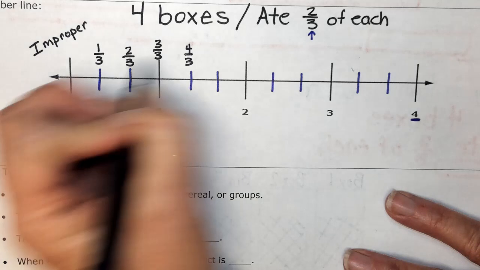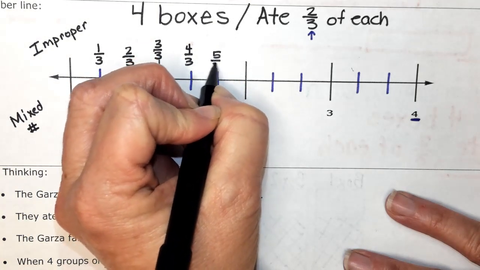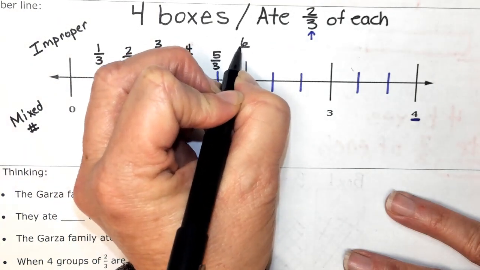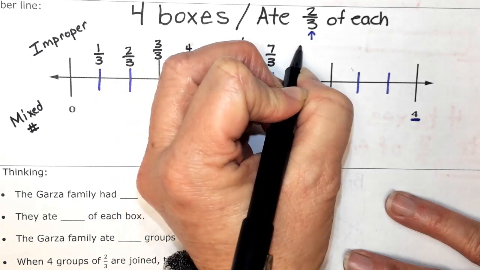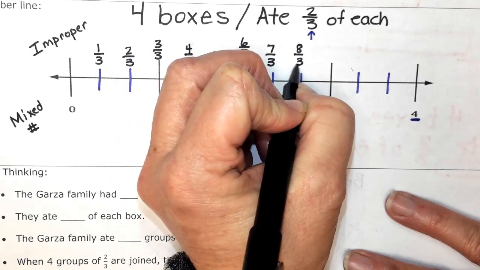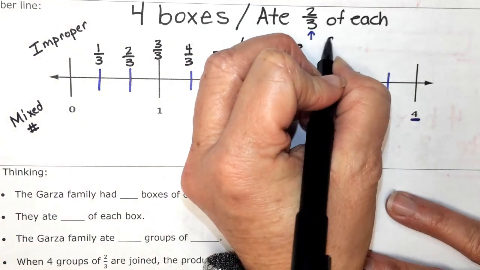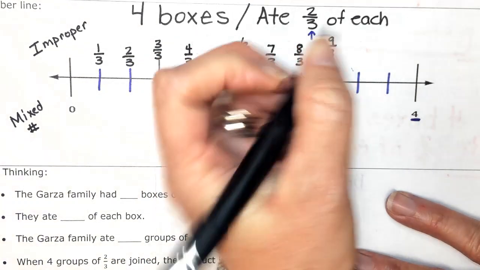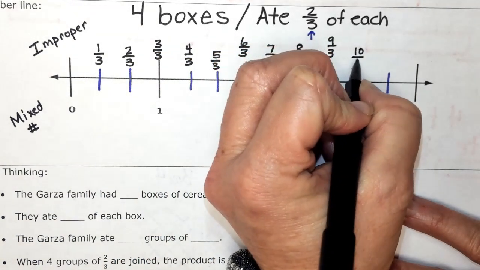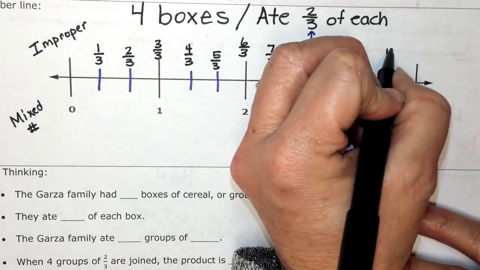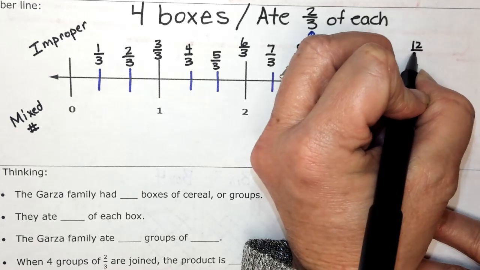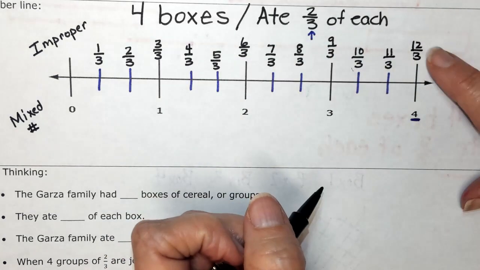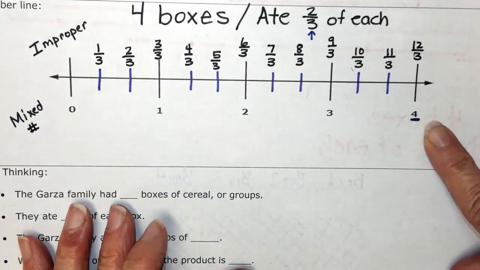4/3, 5/3, 6/3, 7/3, 8/3, 9/3, 10/3, 11/3, and 12/3. And 12 divided by 3 is 4, so I know that I've done it correctly.